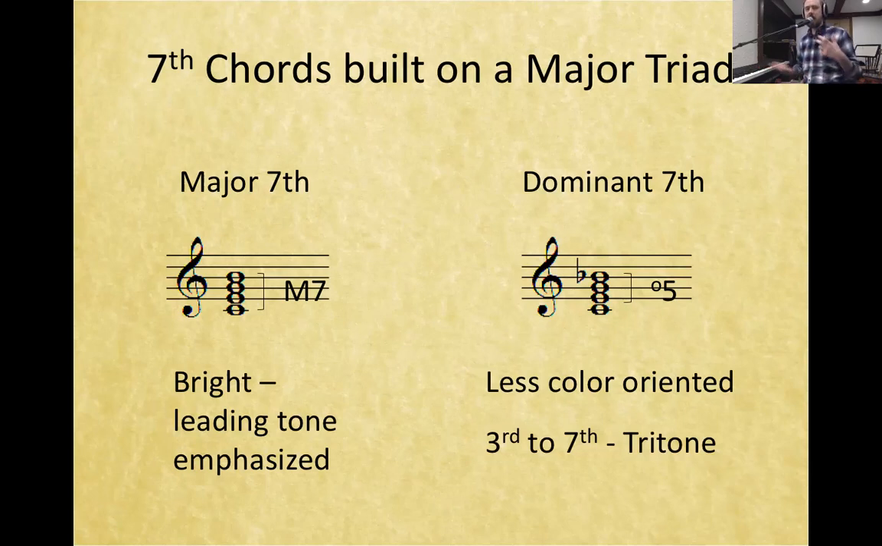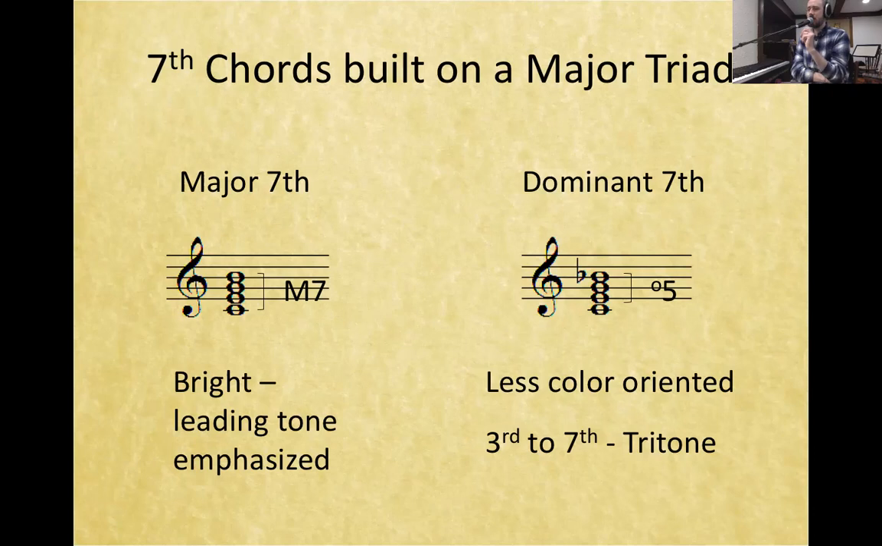That gives the dominant seventh a much, much more motion-oriented, functional purpose than the color-oriented purpose of the major seventh. So if we want to think about the distinction between these two, in construction, the major seventh is a major triad plus a major seventh. The dominant seventh is a major triad plus a minor seventh.